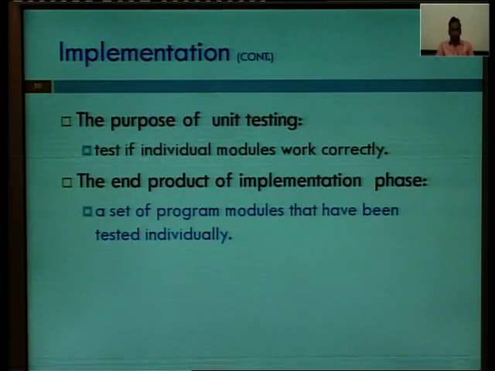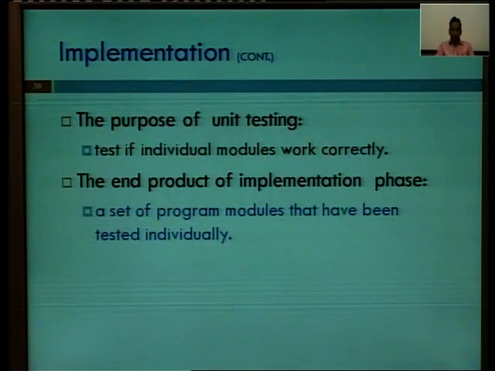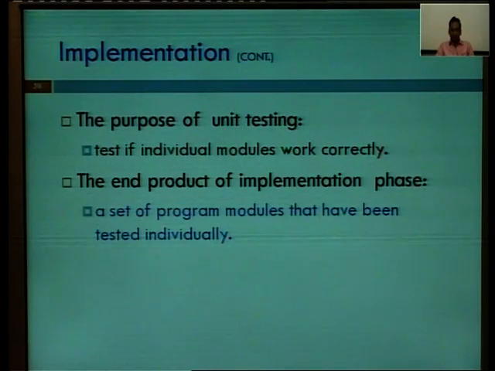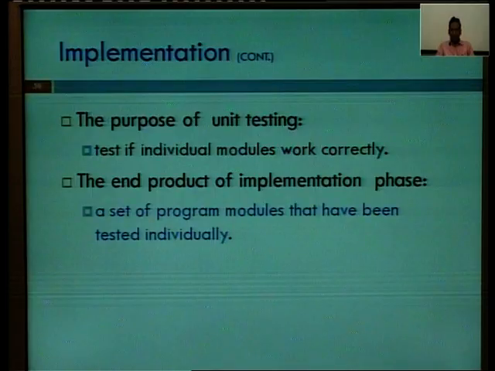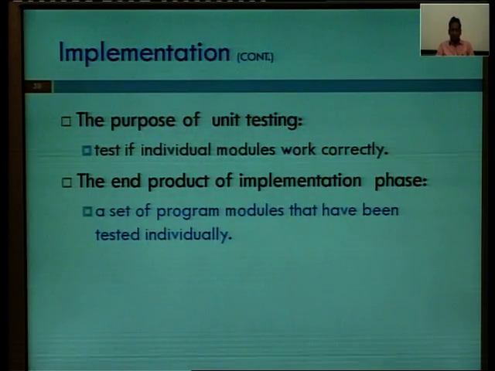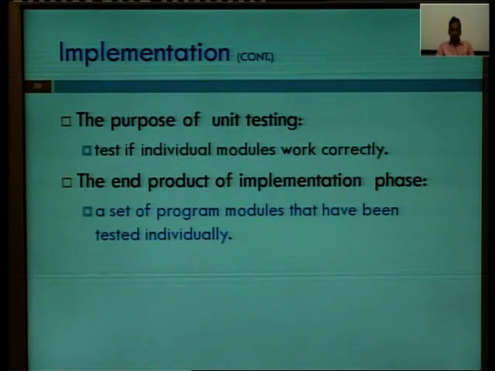The purpose of unit testing is to test if individual modules are working correctly. The end product of the implementation phase is a set of program modules that have been tested individually. These modules are not tested collectively, but in the implementation phase we write the code for the individual modules, and we test each module individually, not collectively.